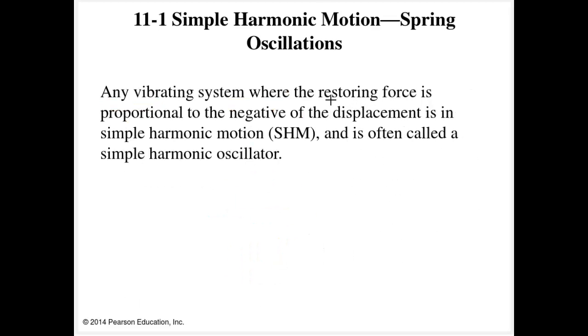It turns out that any system where the restoring force is proportional to the negative of the displacement is going to be called simple harmonic motion. I've already talked about that. The object that is exhibiting this behavior is going to be called a simple harmonic oscillator. We've already talked about one. It's going to be a mass on a spring.